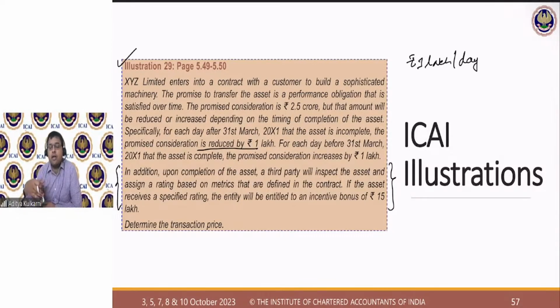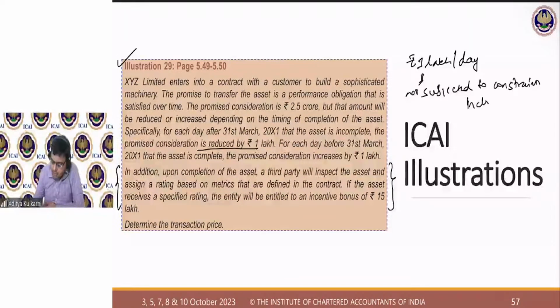In how many days are you going to complete the contract? What is the variable consideration which you can include as a part of the transaction price for the purposes of accounting for revenue as per Ind AS 115? So here there is no defined figure given. It is more of a case study based approach. Okay. So this 1 lakh per day, not subjected to constraint, include in transaction price.